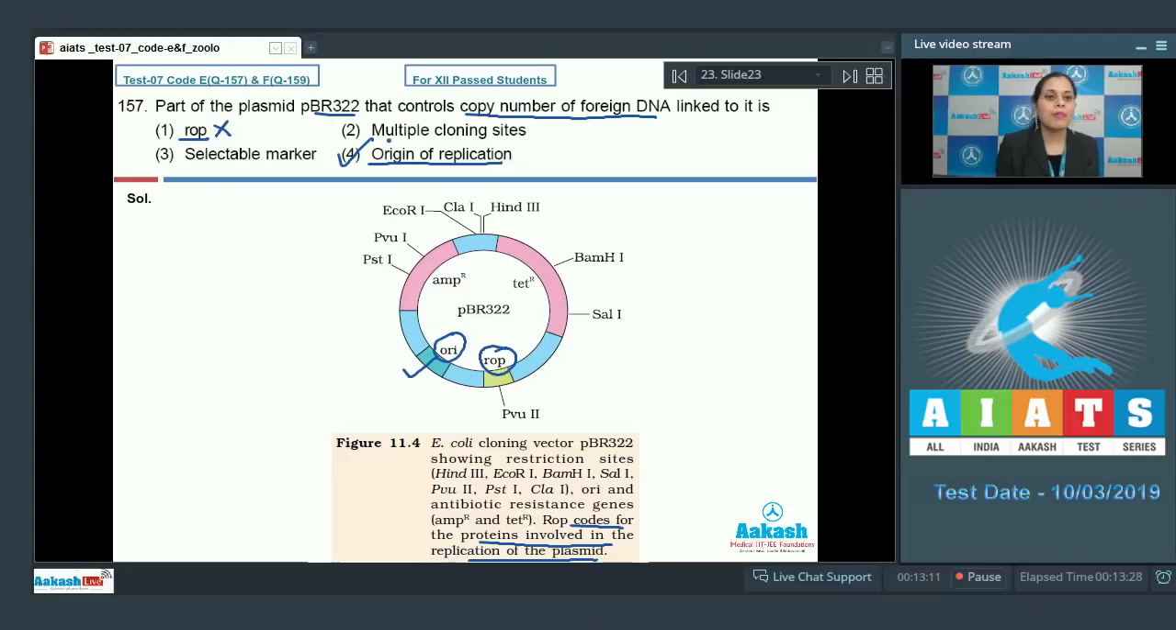The next option is multiple cloning sites, and this is an incorrect option. Multiple cloning sites or MCS is a polylinker, a short segment of DNA which contains multiple but unique restriction sites within the plasmid. And the next option is selectable marker, and this is an incorrect option because selectable markers identify and eliminate non-transformants from those which are transformants. So the correct answer to this question is option number 4. Let's proceed to the next question.